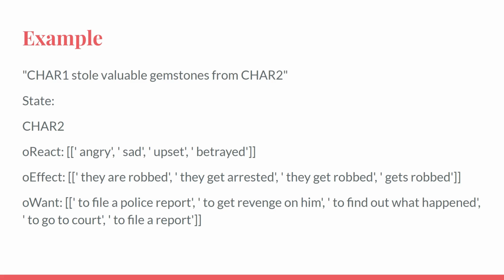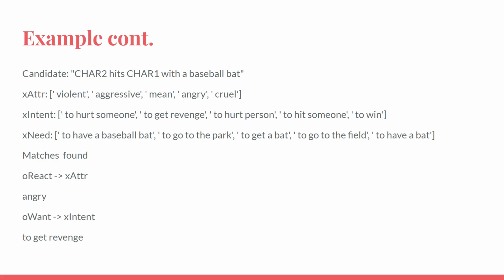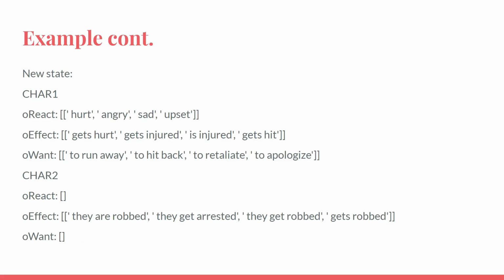So here you can see COMET and Atomic makes predictions on how car 2 feels about being robbed by car 1 and what they may want to do in response. Here, COMET and Atomic suggests a possible motivation for car 2 to hit car 1 with a baseball bat was to get revenge, and that was an angry thing to do. We can use code to note that it would make sense for this event to follow from car 1 stealing from car 2 in the previous sentence. Now we update the overall state to note how car 1 may react, and note that the consequences of car 1 stealing from car 2 have in part been accounted for.